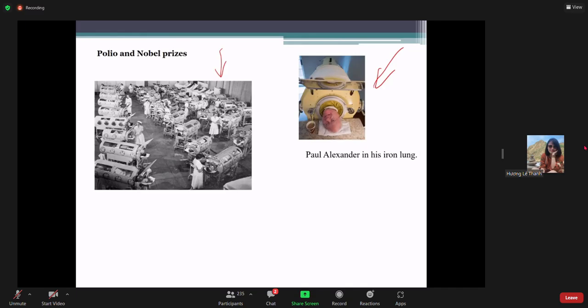When patients lose the ability to use their muscles, it means they cannot breathe, and to maintain the life of the patients, people created one thing that we call the iron lung to help the patient breathe. Now this man is the last person in the world using this kind of structure. That's because it's a deadly disease.